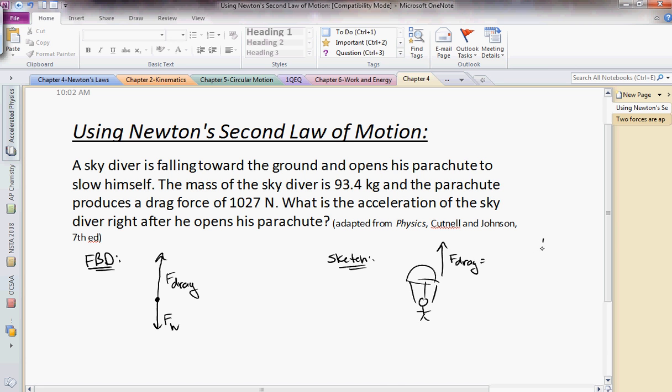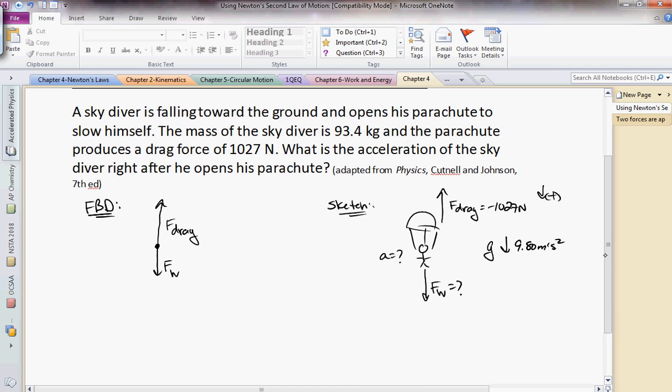And I'm going to set my coordinate system to be down is positive. So this drag force will have to be negative 1,027 newtons. I know that his weight also acts down, but I'm not sure what that is yet. I'll explain what you have to do to get that. And then we also know that there's an acceleration due to gravity, g, which is down 9.80 meters per second squared. And the acceleration of the skydiver himself, we don't know what that's going to be, so we'll just put that as our unknown in this problem. We know his mass, so just list the mass. It's not a vector, but we can list his mass as 93.4 kilograms.